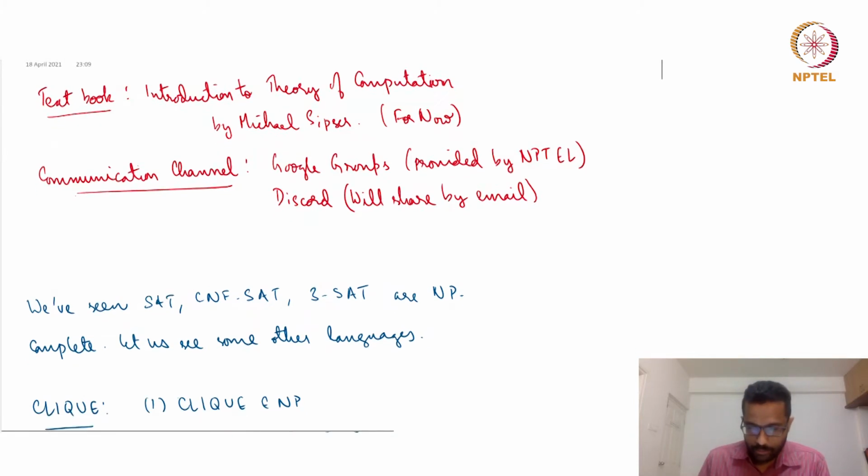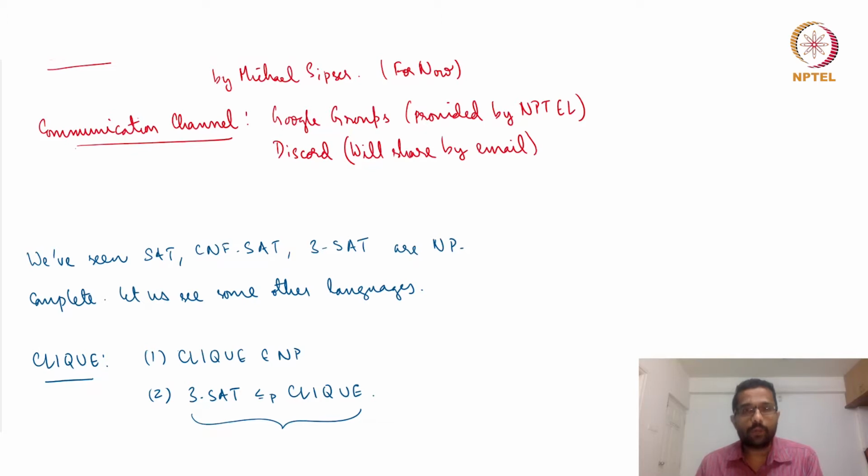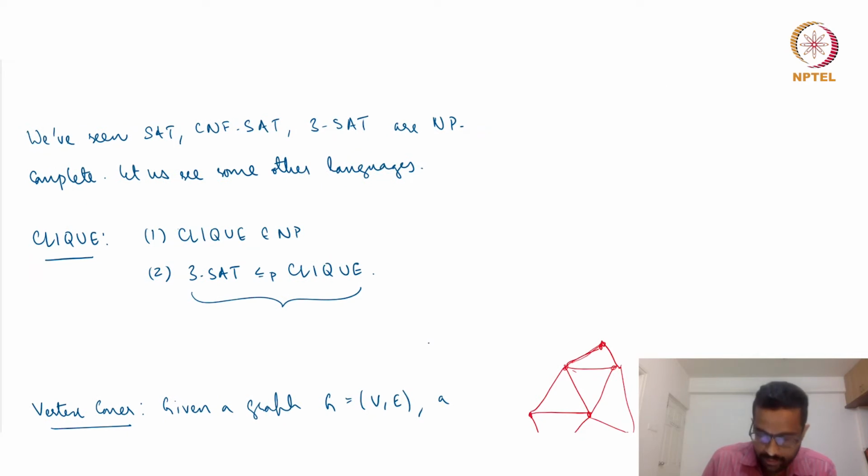Okay, so with that, today's topic is NP-complete problems. We have already seen SAT, 3-SAT, etc. Now today we will see other NP-complete problems. So we saw CLIQUE. What was CLIQUE? CLIQUE was this language: you were given a graph G and a number K. G is an undirected graph.